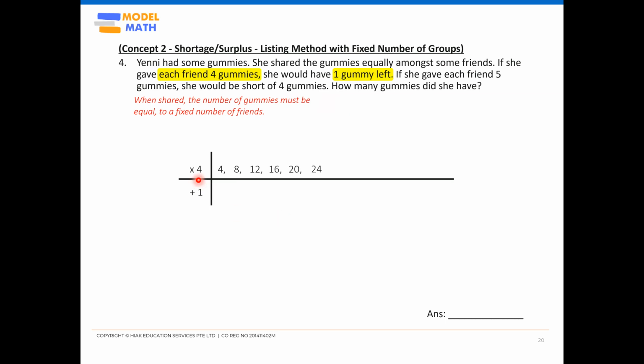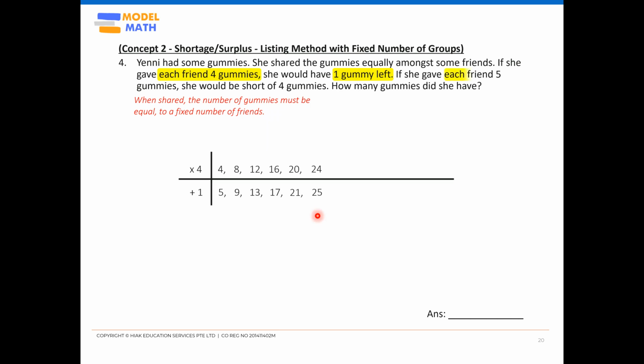And then from there, all these numbers of sweets are the potential number of sweets that you've distributed to your friends. But because I have 1 left over, I need to plus 1 to all the numbers here. So make sure it's neat when you write down. The plus 1 numbers are directly underneath the top row.